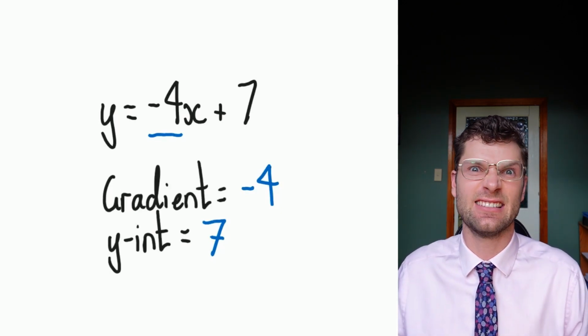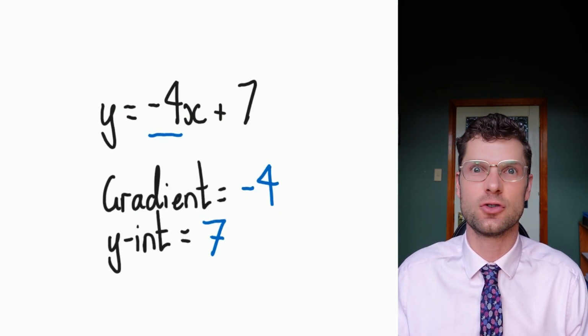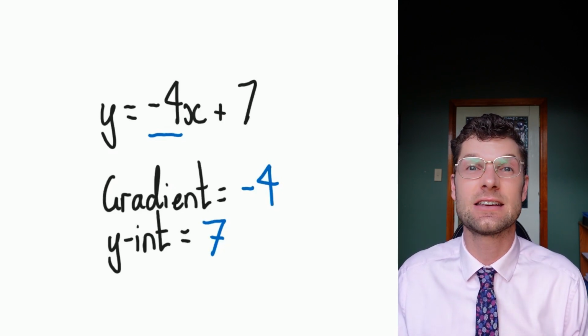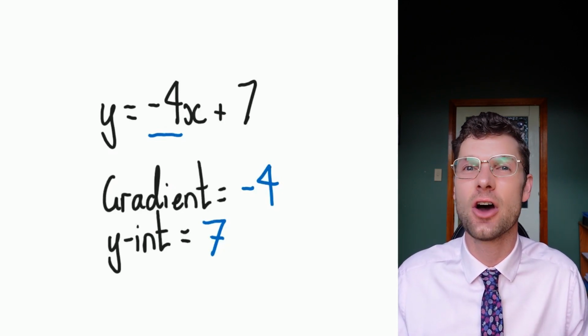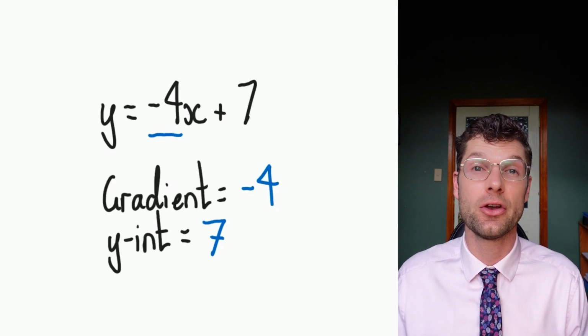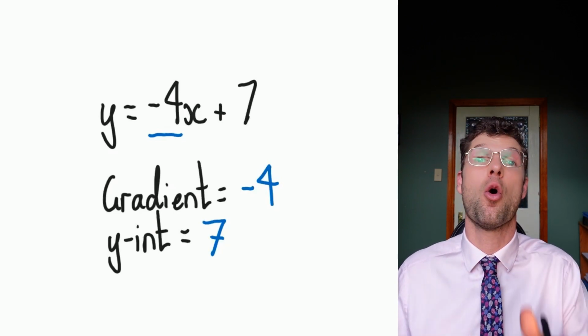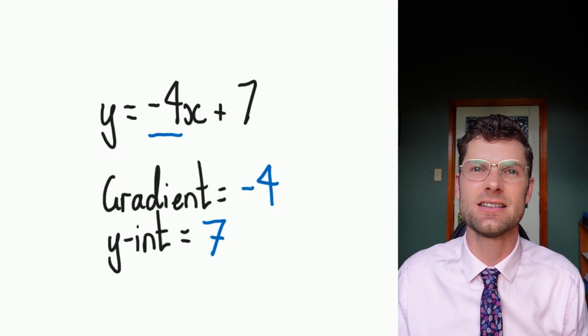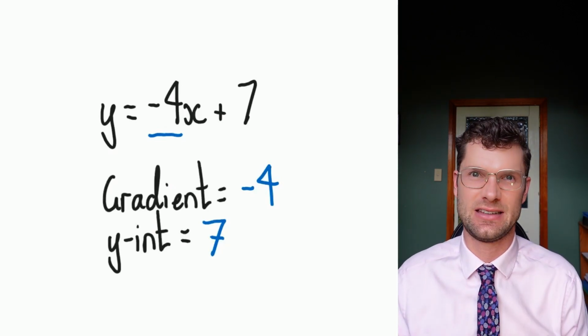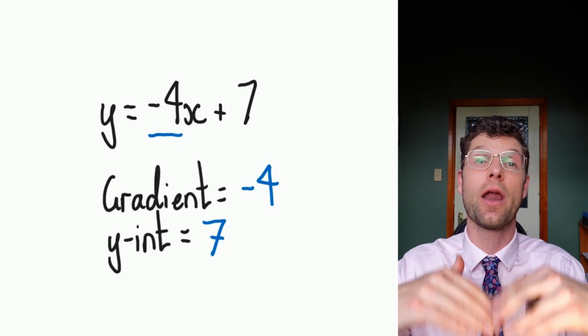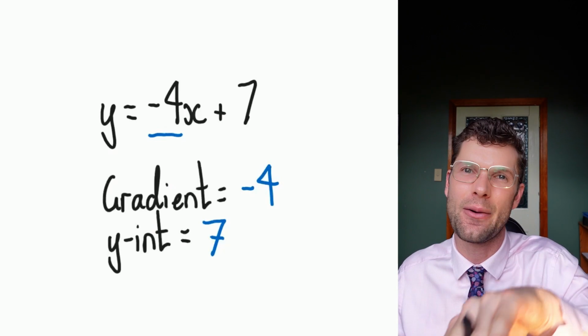So what this is saying in less mathematical terms is that y is going down by 4 every time x goes up by 1. But we also know that when x is equal to 0, or when the line crosses the y-axis, we're definitely going to be up 7 positions. So it's going to be quite a high up number that's still going downhill.